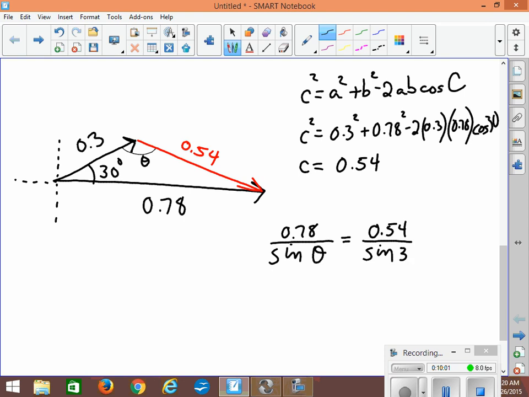Now, when we solve for this, this is where we get that ambiguous case. Clearly from our picture, our sketch is pretty accurate. The numbers are in good proportion, and it's pretty clear that our angle theta is bigger than 90.